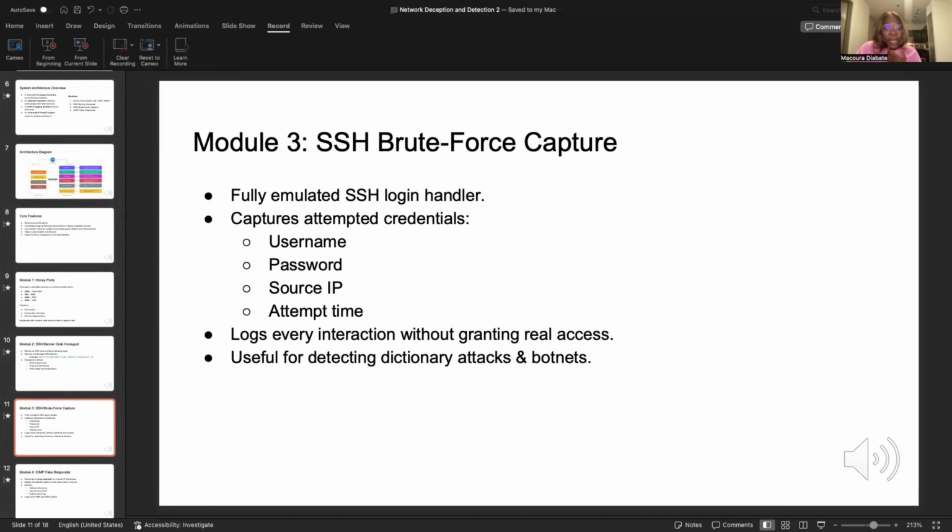This module captures usernames and passwords sent during SSH login attempts. It does not provide shell access, but simulates an authentication system. Every attempt, including repeated brute force attempts, is logged. This helps detect botnets, brute force, malware, and human attackers trying common credentials.